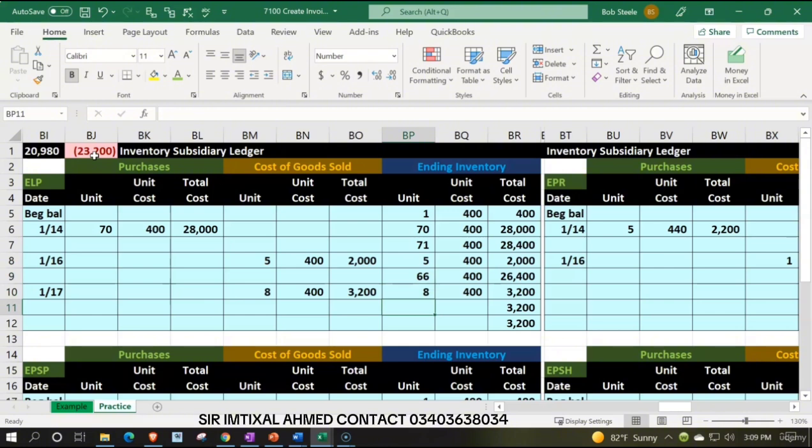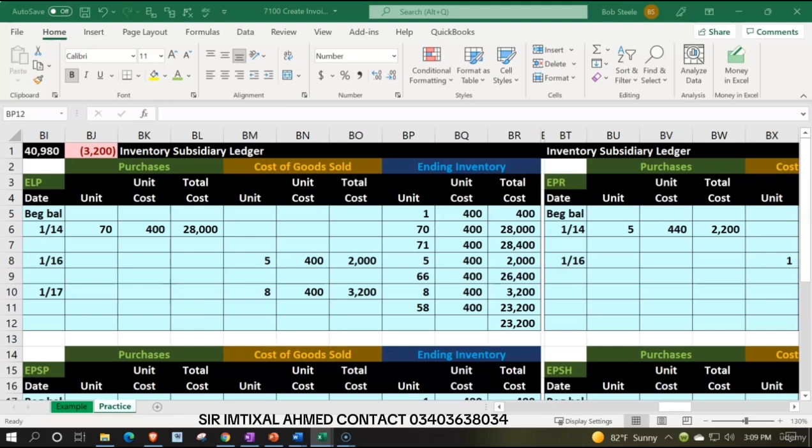We had 66 before. We're going to sell 8. So this equals the 66 minus the 8 times 400. This equals the 58 times 400. We're not worried about the flow assumption at this point because they're all purchased at the same amount. FIFO, LIFO, weighted average will remain the same.